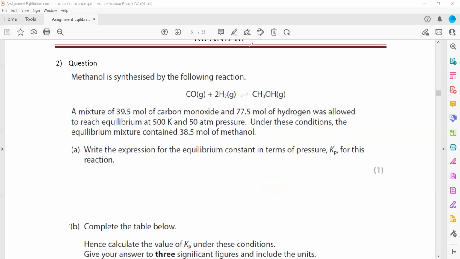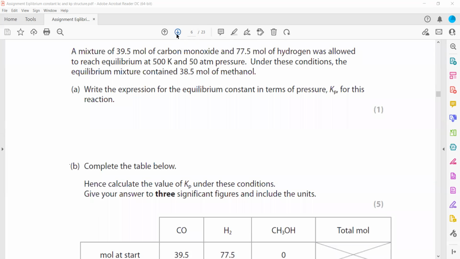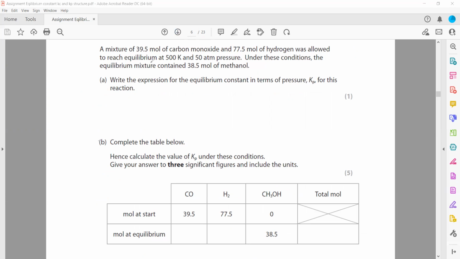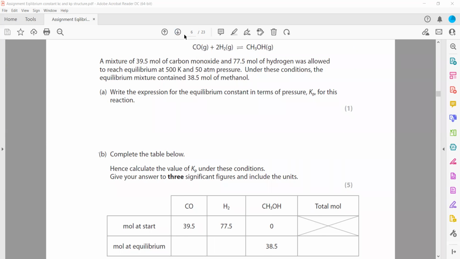Now the next part, we have to complete the table here. The moles at the beginning are given. Like in the beginning, we were having carbon monoxide, and you need an equation for that. So carbon monoxide and hydrogen form methanol. At the start, we were having 39.5 moles of carbon monoxide and 77.5 moles of hydrogen, and there is no methanol. But at equilibrium, we have 38.5 moles. So how many moles? It's not how many moles are reacted, it's how many moles are left at equilibrium.